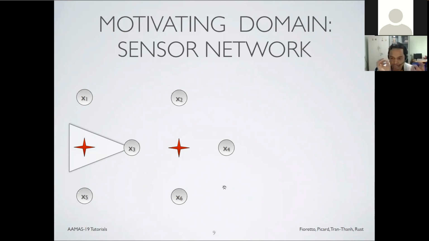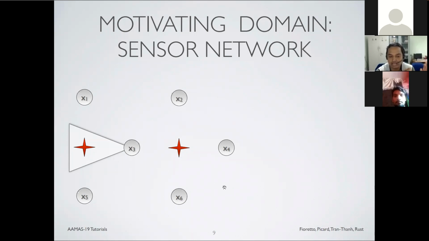So if I assume these sensors X1, X2, X3, X4, X5, X6 are the variables, then each variable can have the value east, west, north, south. It can choose either east, west, north, or south. So the domain of the variable is east, west, north, south.